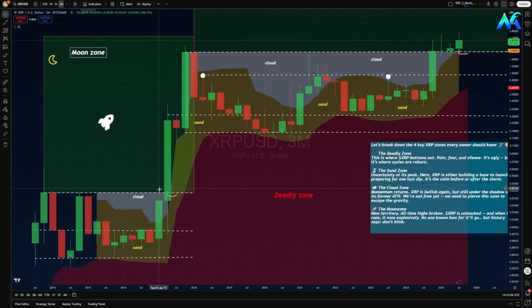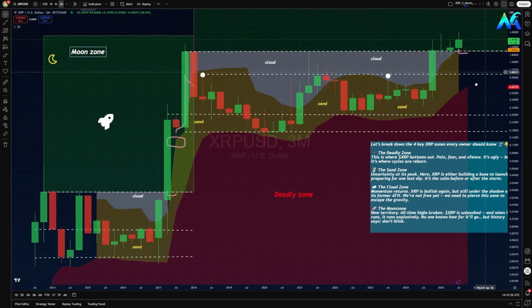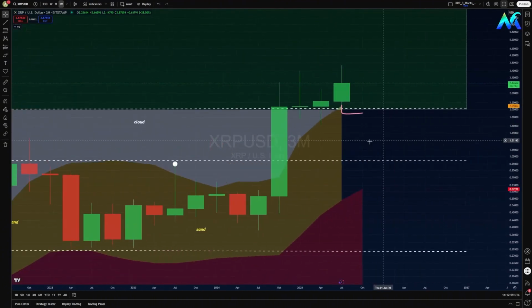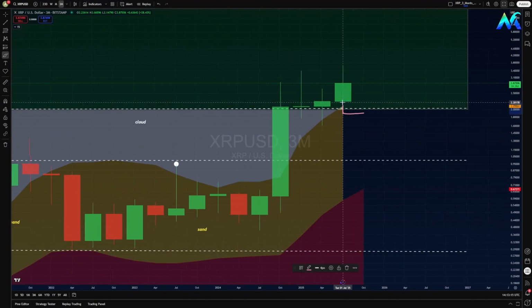Another thing to note is that at some point, the sand zone goes over the cloud. And when it's the case, it becomes our new support in the moon zone. For example, here you have the sand zone going up, and then we used it as a strong support before the second leg up. So now you understand better what's going on, okay? Because we have the sand zone crossing and going over the cloud. So this means that it becomes our new support.